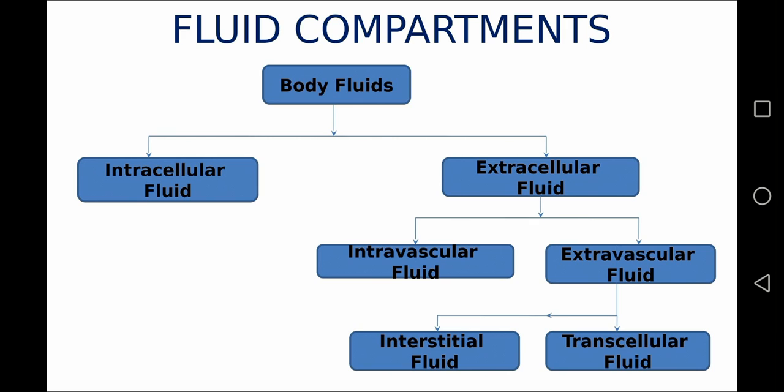Next, let's see extravascular fluid. Extravascular fluid can be said to be all the fluid outside the blood vessels, comprising both interstitial and transcellular fluids. Let's see interstitial fluid. The interstitial fluid is found in the interstitial space or tissue spaces. This interstitial fluid helps bring oxygen and nutrients to cells and remove waste products from them.